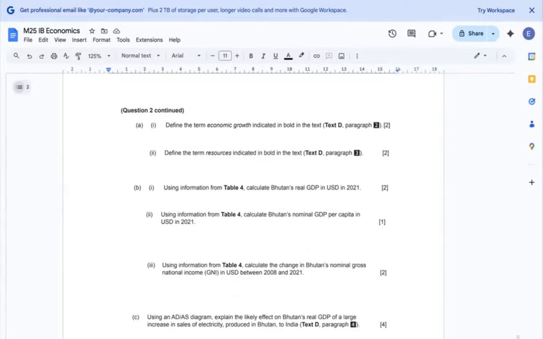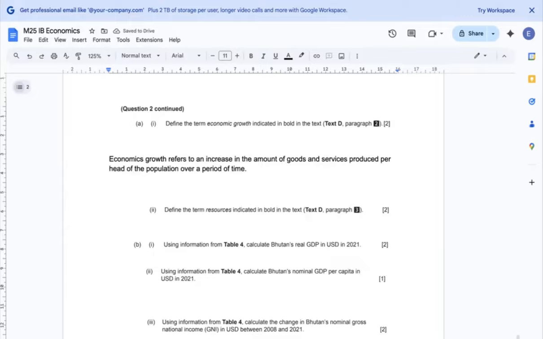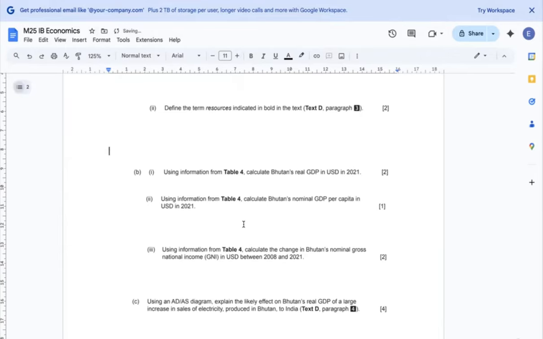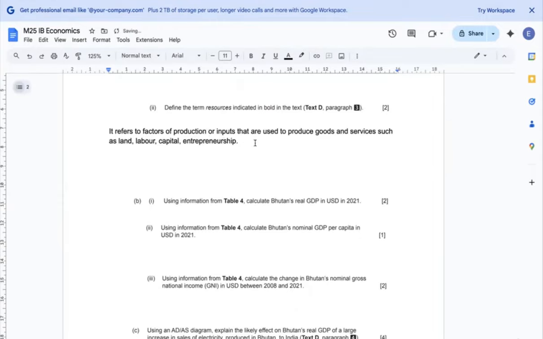A1. Define the term economic growth indicated in bold in the text. The most classic definition of economic growth would be an increase in the amount of goods and services produced per head of the population over a period of time. A2. Define the term resources indicated in bold in the text. It refers to factors of production or inputs that are used to produce goods and services, such as land, labor, capital, entrepreneurship.